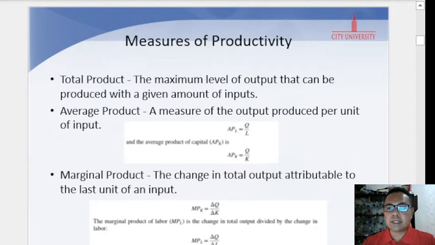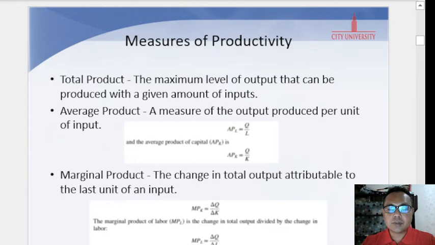So the marginal product of capital, MPK, therefore is the change in total output divided by the change in capital. As you can see from this equation, the marginal product of capital equals the change in total output divided by the change in capital.